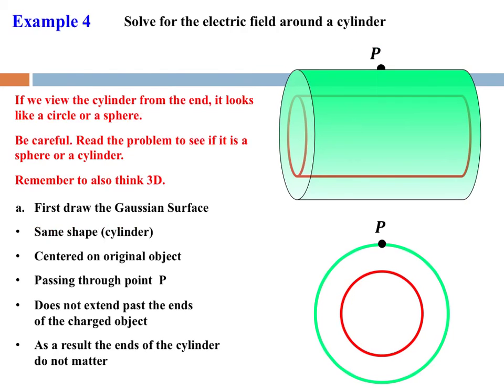In this last example, we're asked to solve for the electric field around a cylinder. Now, again, we're using a different shape here. If we view the cylinder from the end, it looks like a circle, so that's how we're going to represent it. Again, the calculations will be different, but we're going to look at it this way. So be careful to read the problem to see if it is a sphere or a cylinder. Remember to also think in 3D.